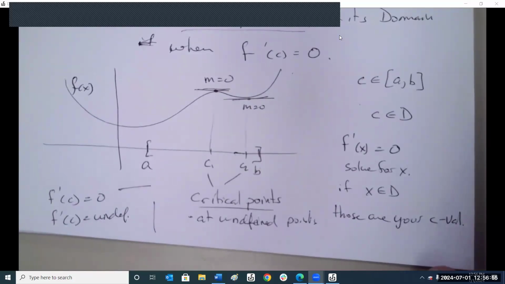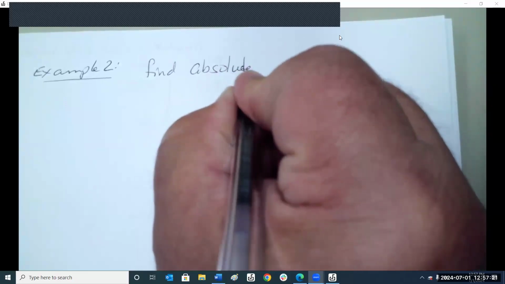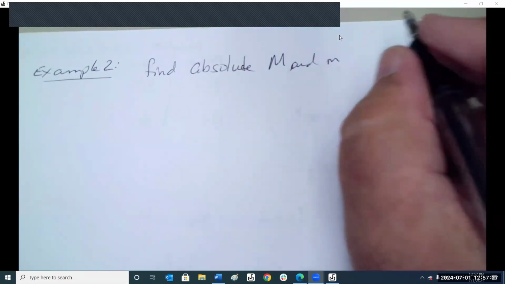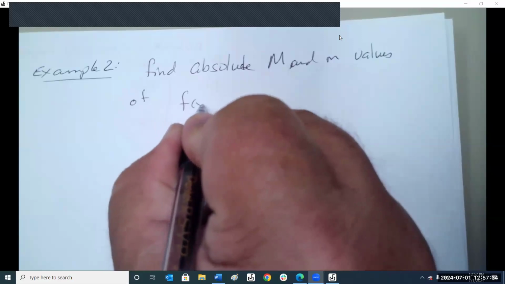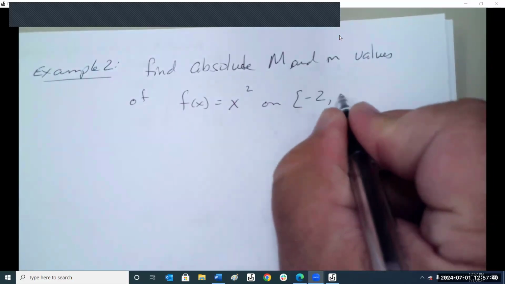So let's get to example 2. Find the absolute maxima and minima values of f of x equals x squared on the closed interval -2, 1.